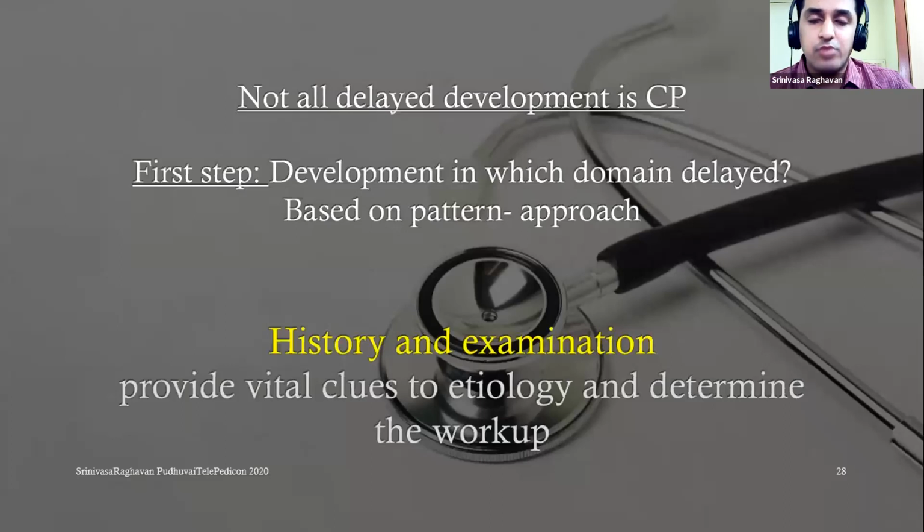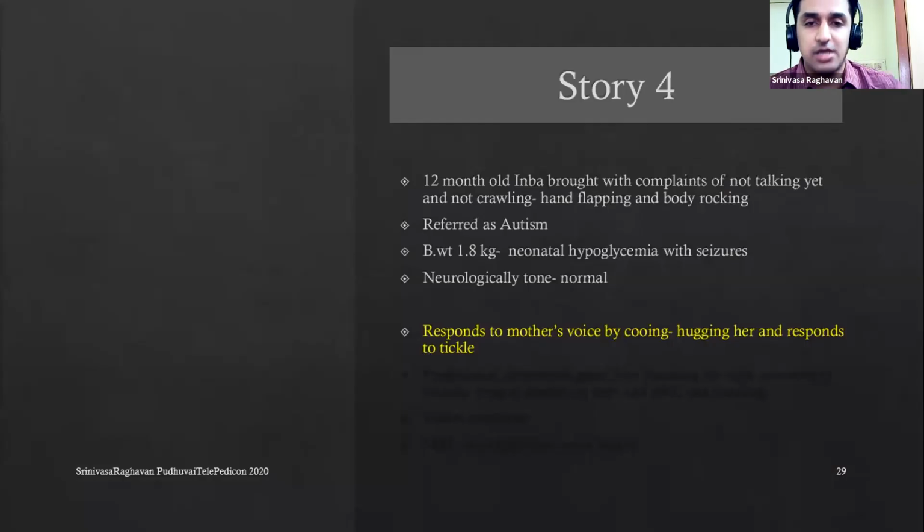One important message that I want to convey is, not all delayed development is CP. So how do you approach a child with any developmental delay? See which domain is affected predominantly and then approach further. And just like any other thing in clinical medicine, history and examination provide vital clues to etiology and determine workup in up to 70% of children with developmental delay. So meticulousness is the key. Meticulousness in history taking and examination.